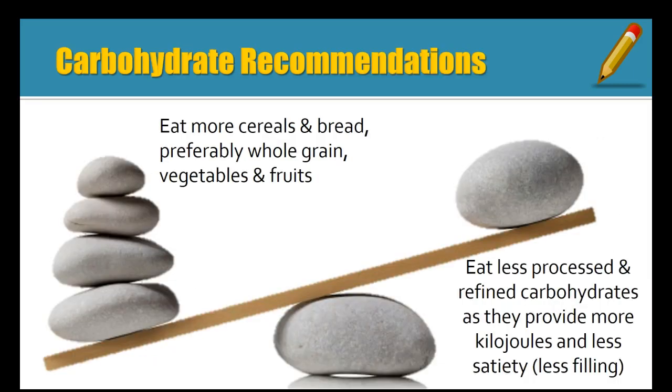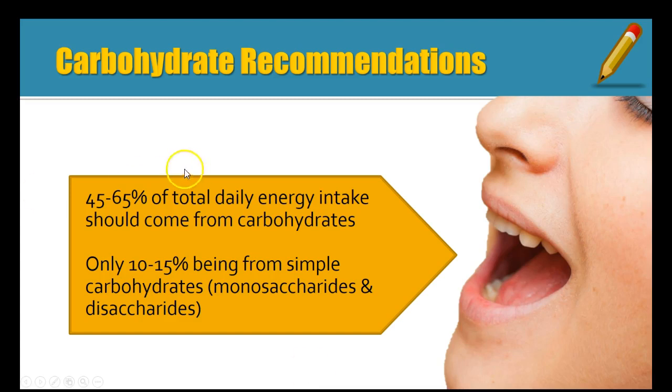When it comes to recommendations for what types of carbohydrates you should eat, choose cereals and breads that are preferably whole grain, as well as fruits and vegetables. They are your complex carbohydrates. You should be eating less of your processed or refined carbohydrates that have more kilojoules and less satiety, which is like they're less filling. Those are your simple carbohydrates. The recommended carbohydrate intake in your daily diet is 45 to 65%, and only 10 to 15% of that should be simple carbohydrates.